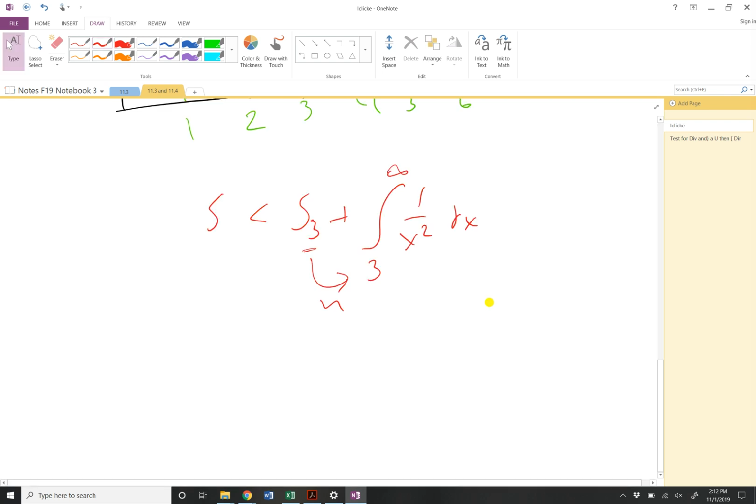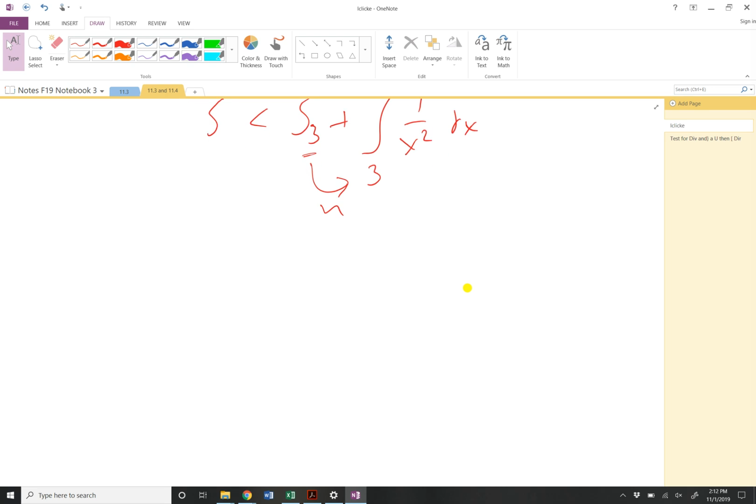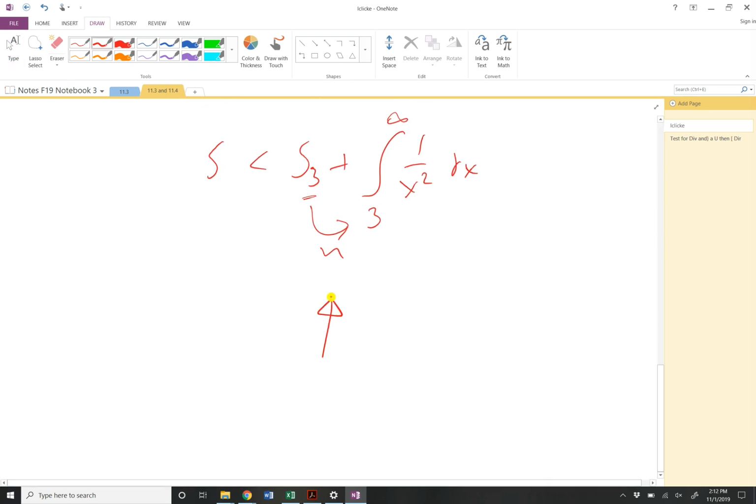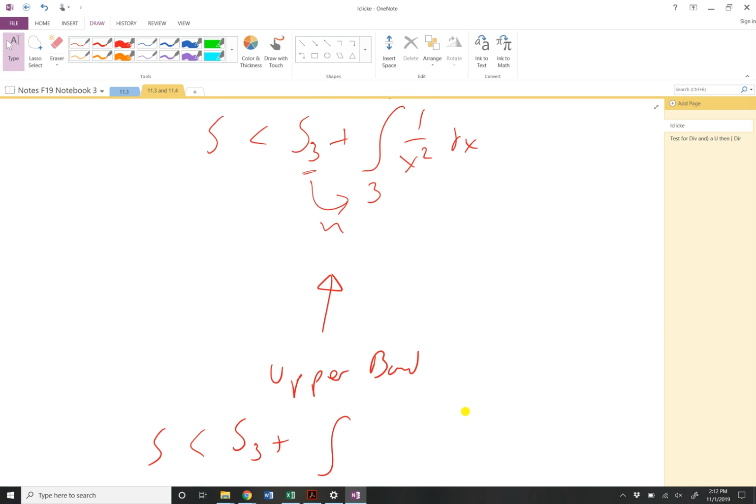Okay, so why don't you guys work on calculating what my upper bound is? Okay, what is the upper bound? If I take S3 plus some integral, what's the upper bound for the true sum?